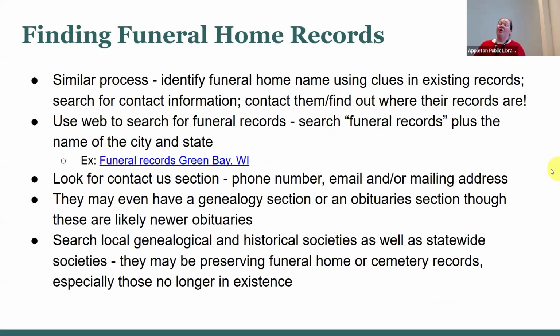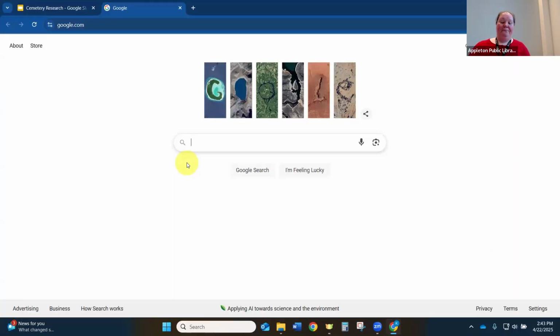For finding funeral home records, it's a very similar process. Again, you want to identify that funeral home name using the clues in your existing records. You want to search for contact information, and you want to contact them to find out where their records are, if they still exist. Of course, you can also search the web for funeral home records. So search funeral records plus the name of that city and that state. So for example, I could search funeral records, Green Bay, Wisconsin, and see what I get.